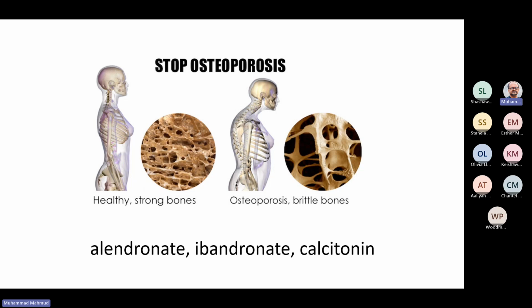If we compare these two persons by their bone density, you can clearly see that on the left side, this woman has strong, healthy bones in comparison to the right one. That woman is suffering from osteoporosis, and her bones are very brittle, decalcified. Most of the calcium and other minerals are lost from her bones. This usually happens after menopause. So to stop osteoporosis, we need anti-osteoporotics like alendronate, risedronate, and calcium.